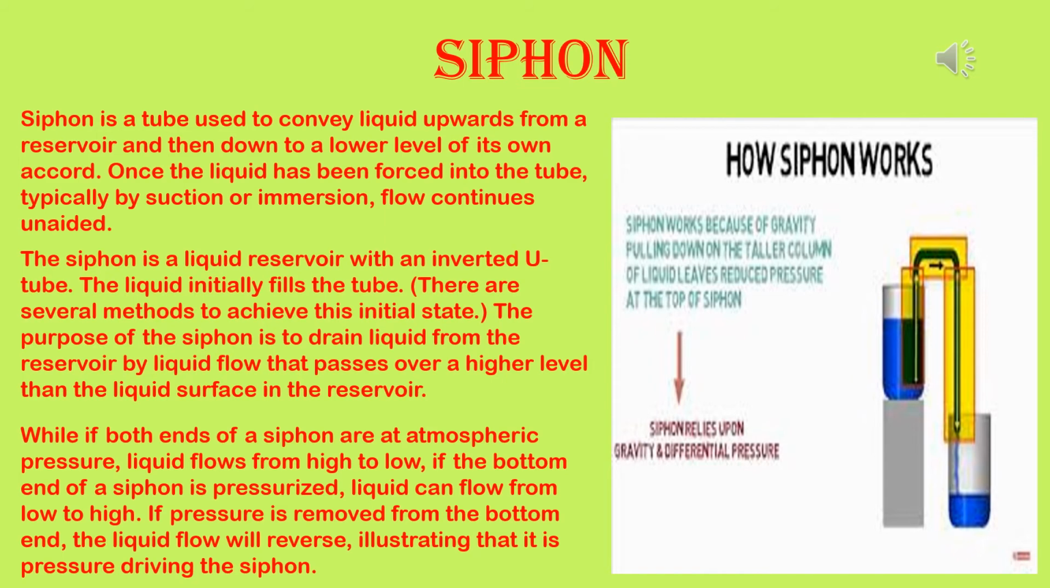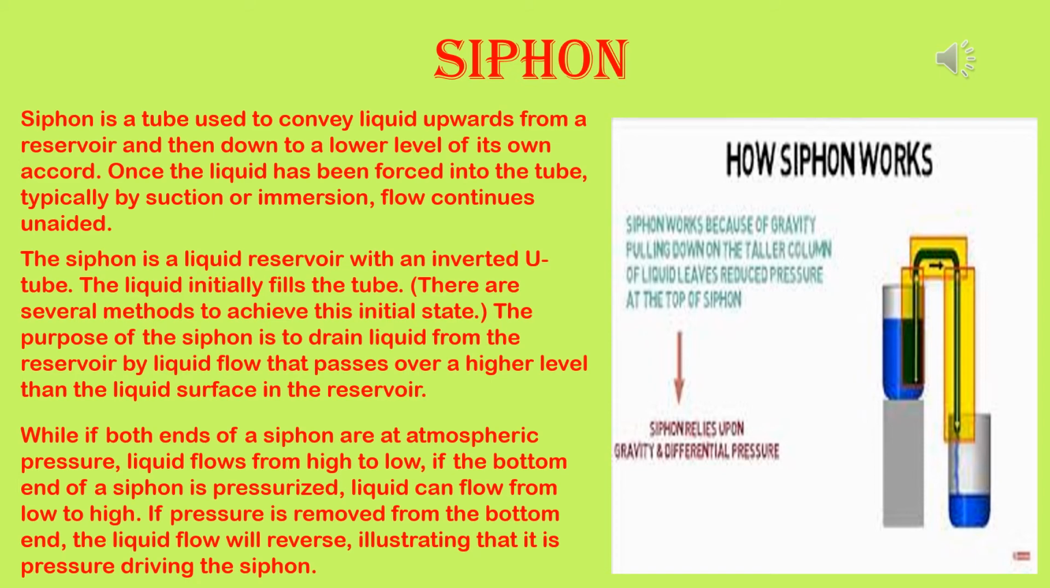A siphon is a tube used to convey liquid upwards from a reservoir and then down to a lower level of its own accord. Once the liquid has been forced into the tube, typically by suction or immersion, flow continues unaided. The siphon is a liquid reservoir with an inverted U-tube. The liquid initially fills the tube. There are several methods to achieve this initial state.